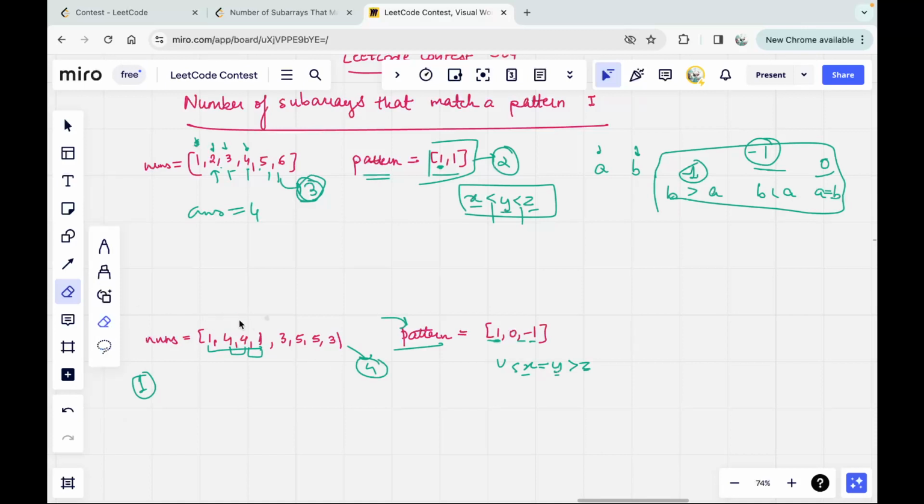Let's move to the second one. Second one is this 4, 4, 1, 3. Now if I check v less than x, no, right? Because these are equal. v is not less than x. So immediately I'll say this is not an answer. So I'll move to the next subarray. If I move to the next subarray, I come to 4, 1, 3, 5. Now let's check here. Again, 4 is less than 1. No. Immediately cross this subarray and move to the next one.